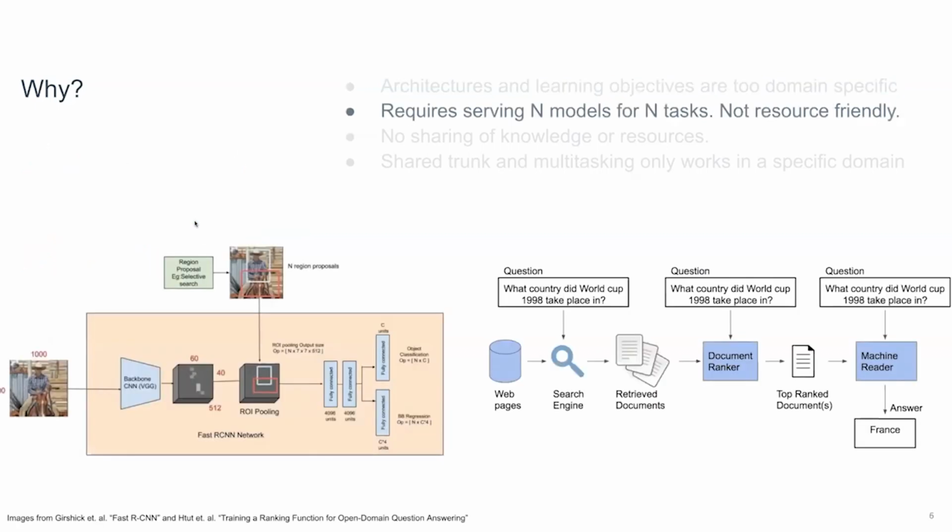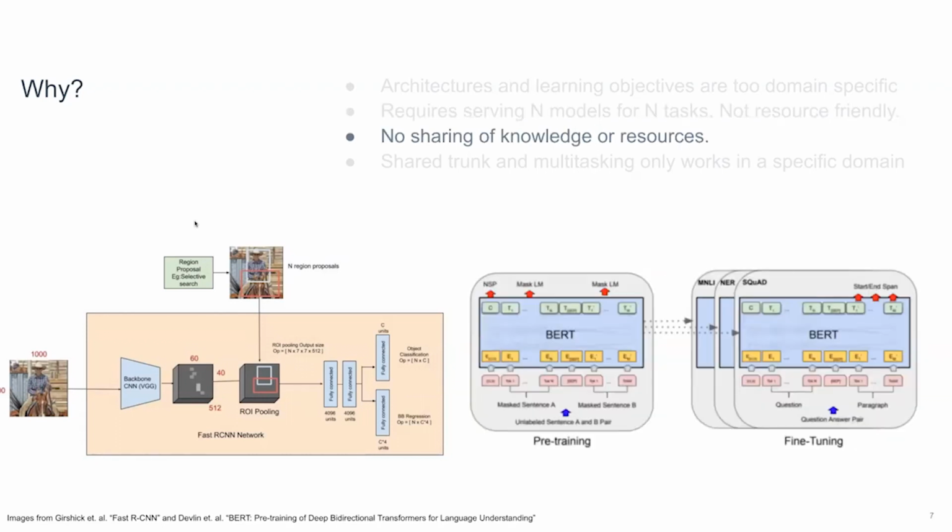The other reason we want a unified model is that for n tasks, you need to serve n models if you don't have a single model. This is not resource friendly, consumes a lot of compute, and is expensive. Then there is no sharing of knowledge or resources. BERT shares its common base across all of the NLP tasks, and for example Fast R-CNN shares its base for object classification and bounding box regression. But there is no sharing of knowledge across domains.